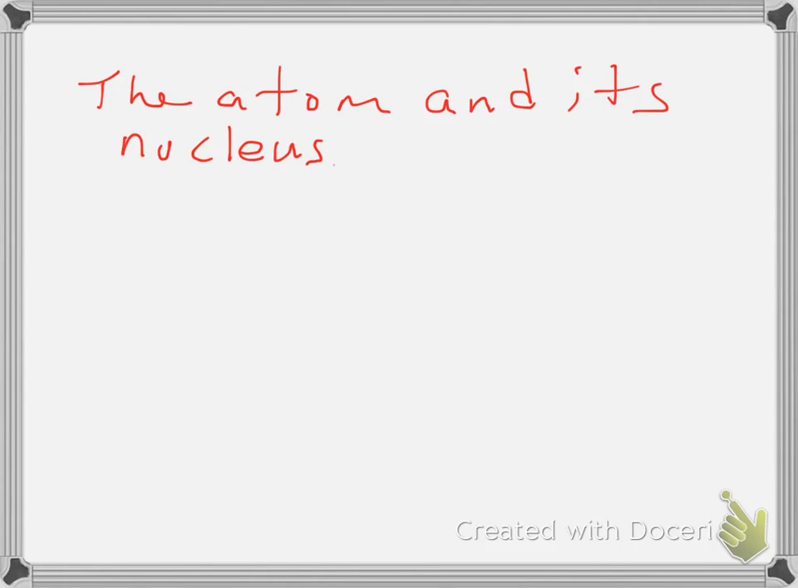Okay, so a brief review of 6.1 that I want you to do. And this is about the atom and its nucleus. So let's start off with that Geiger-Marsden experiment. Geiger and Marsden were under Rutherford's direction. Remember, they were basically graduate students for him.